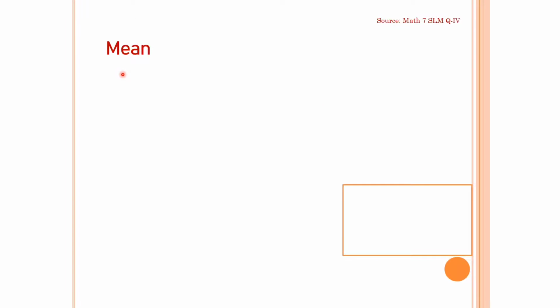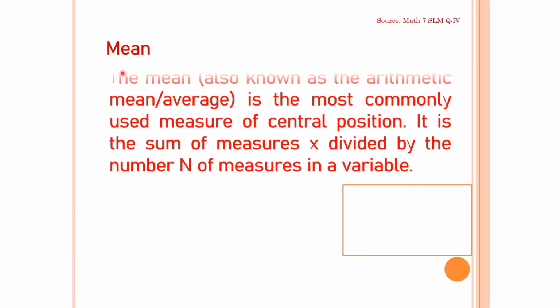Now, let us first discuss the mean. What is the mean? According to its definition, the mean, also known as the arithmetic mean or the average, is the most commonly used measure of central position. It is the sum of measures, denoted as variable x, divided by the number of measures in a variable, denoted as variable n.